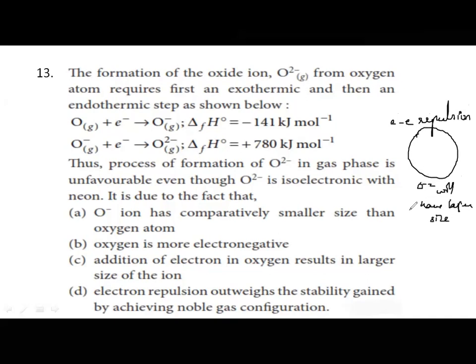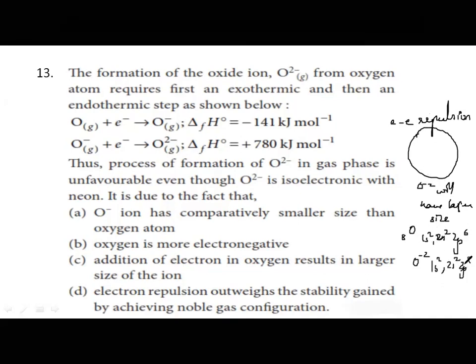When O2 minus is formed, oxygen atomic number is 8, 1s2, 2s2, 2p4, correct? When O2 minus is formed, gain of 2 electrons, 1s2, 2s2, 2p6. So it has achieved the noble gas configuration. Though it has achieved the noble gas configuration, O2 minus in gas phase is unfavorable, they say. What is the reason? Because in neon, there is no electron-electron repulsion.